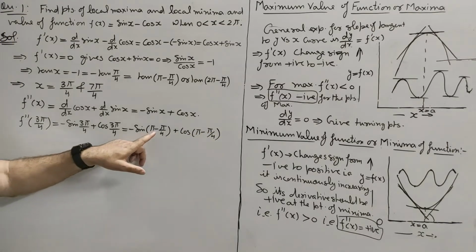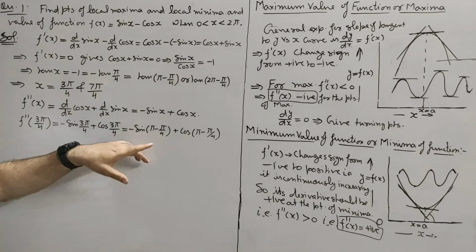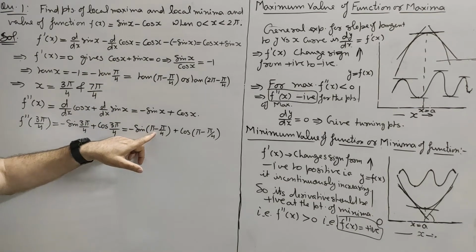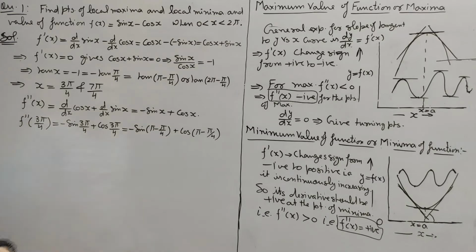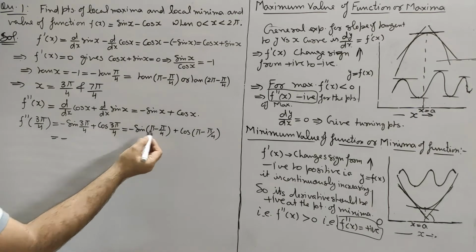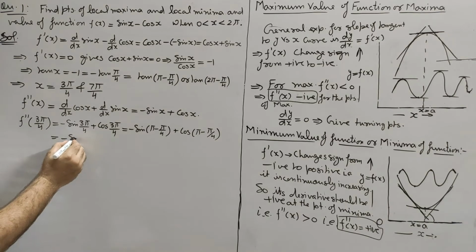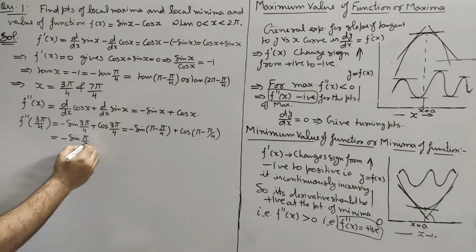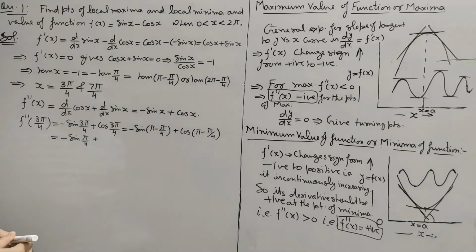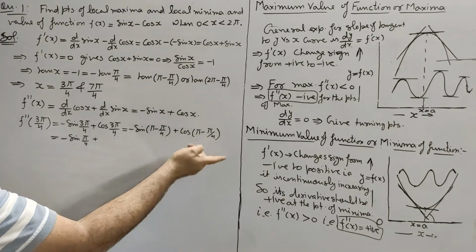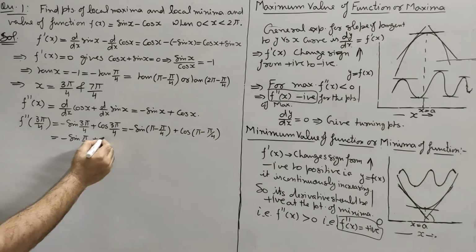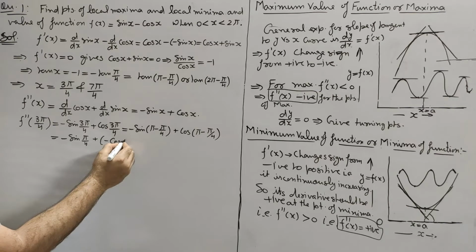Pi minus pi by 4 means second quadrant. In second quadrant sine is positive but cos is negative. So this will give minus sin 180 minus theta is sin theta, so sin pi by 4, plus cos 180 minus theta is minus cos theta, so minus cos pi by 4.